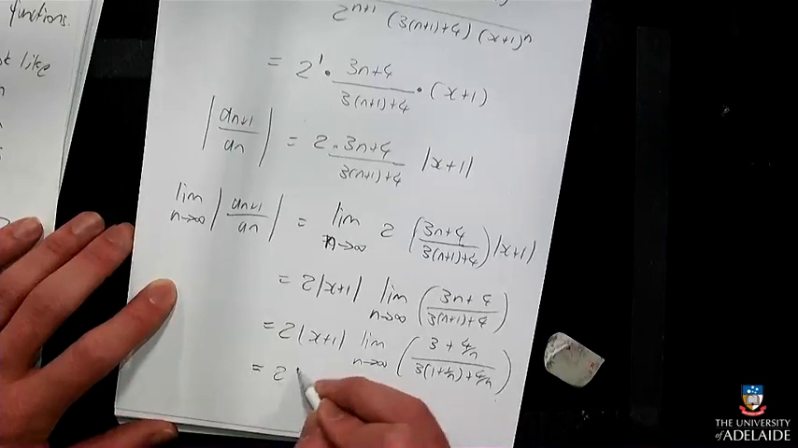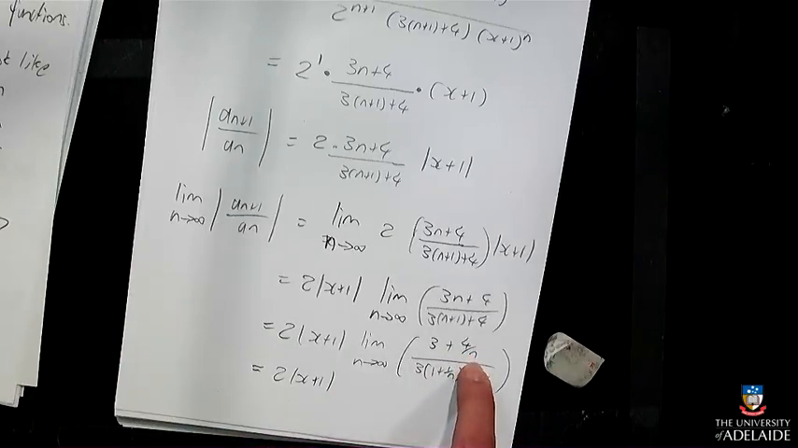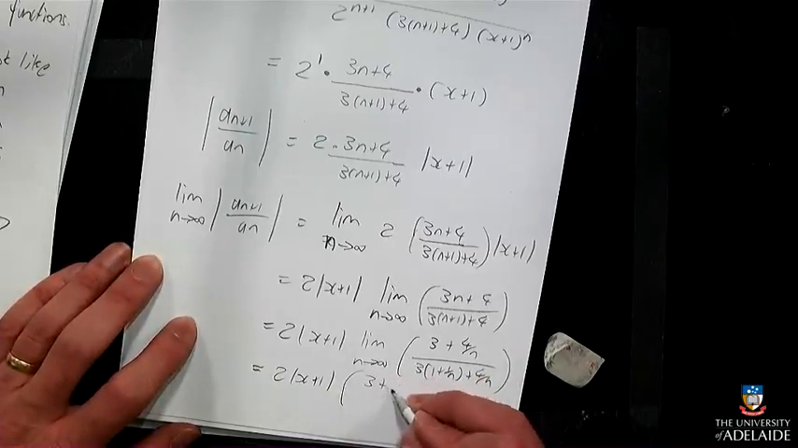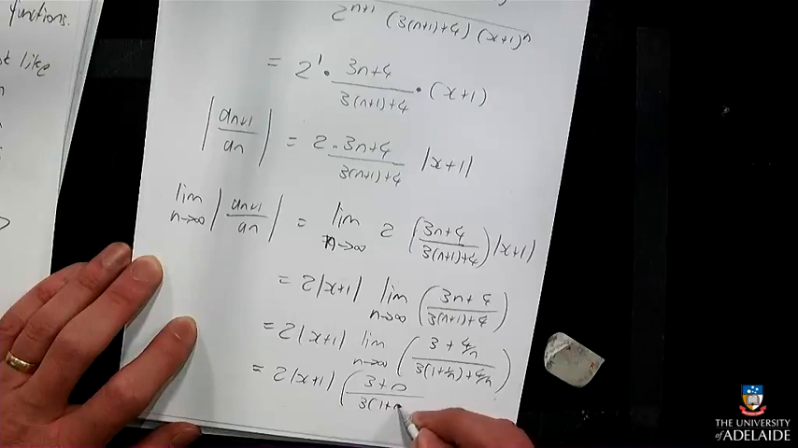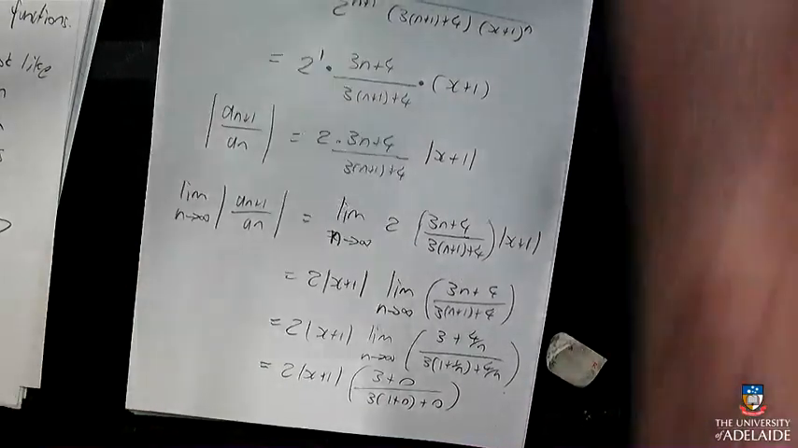And now when n goes to infinity, I get, well, the 3 stays. 4 divided by infinity is 0. 1 divided by infinity is 0. 4 divided by infinity is 0. And so I get that, which is 3 divided by 3, which is 1.